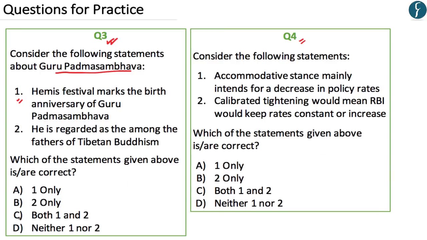Now the correct answer to the first question is C, both 1 and 2. Whereby the Hemis festival in Ladakh does mark the anniversary of Guru Padmasambhava. While with regards to question number 2, both statements 1 and 2 are also correct. Whereby apart from the accommodative stance and the calibrated tightening that the RBI has, RBI also follows what is called a neutral stance. Under the neutral stance, the RBI would have the flexibility to either increase or decrease the policy rate such as repo rate by taking into account the macroeconomic conditions.